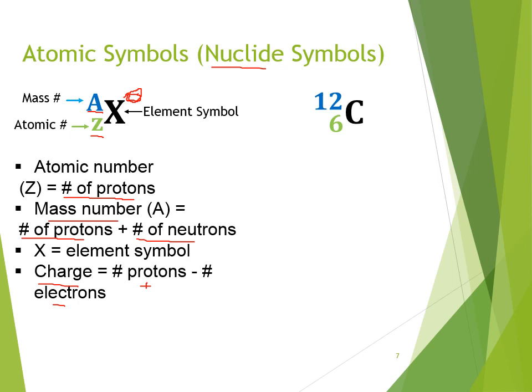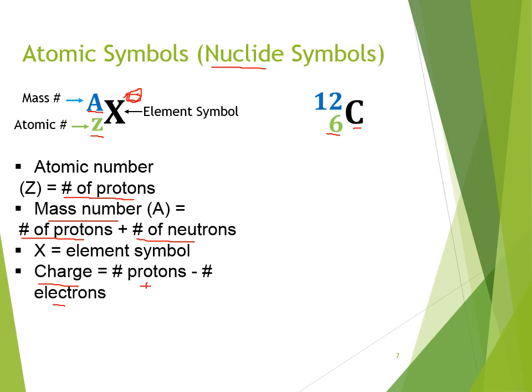Let's look at an example. Here would be an example of a nuclide symbol. We can glean quite a lot of information off of this symbol. First off, using the element symbol C, we can figure out what element is being referred to, in this case, carbon. Also, since it gives us Z, the atomic number, we know how many protons carbon has. We could also figure that out by looking at the periodic table and seeing that carbon is the 6th element.